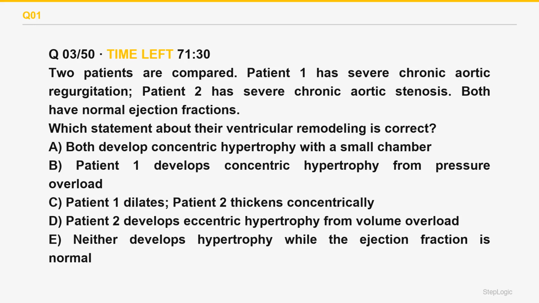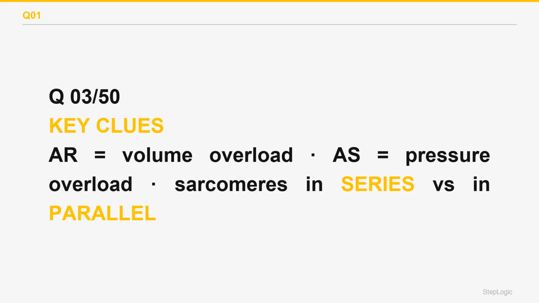Which statement about their ventricular remodeling is correct? Two patients are compared. Patient 1 has severe chronic aortic regurgitation. Patient 2 has severe chronic aortic stenosis. Both have normal ejection fractions. Read the command: the remodeling pattern in each lesion. Regurgitation and stenosis both overload the left ventricle, but with opposite kinds of load, and the muscle answers each differently. The ventricle remodels according to the type of load.